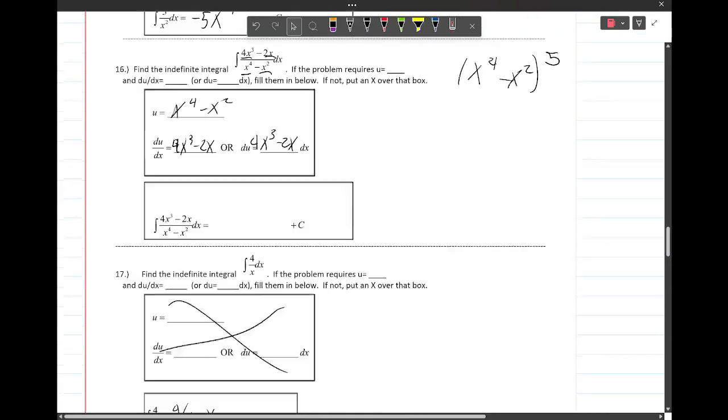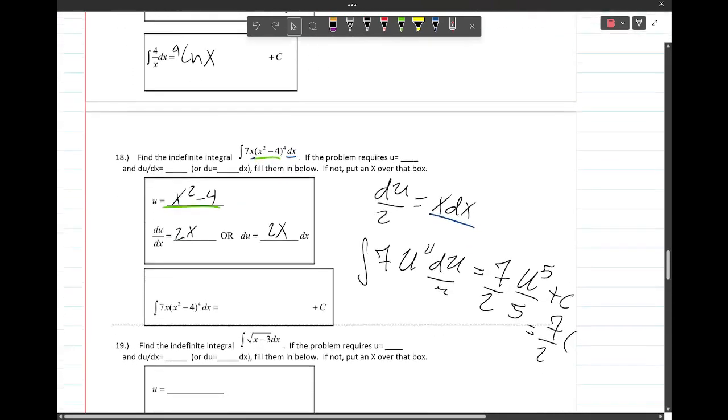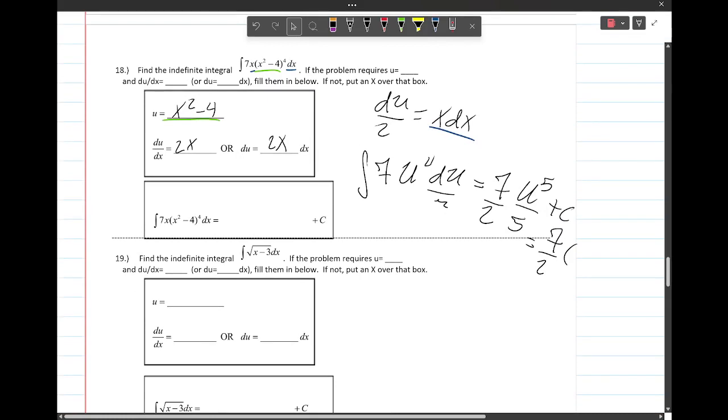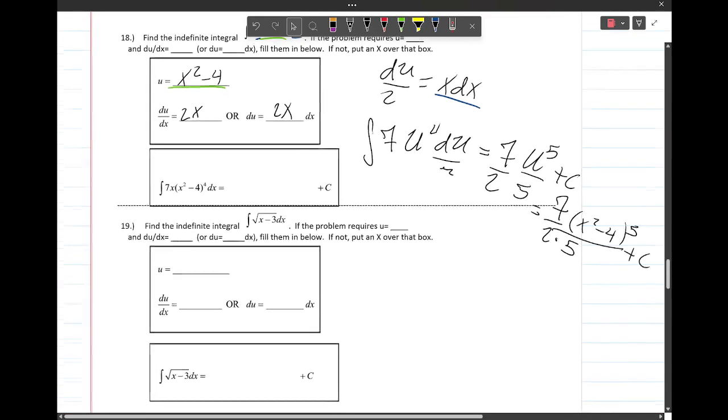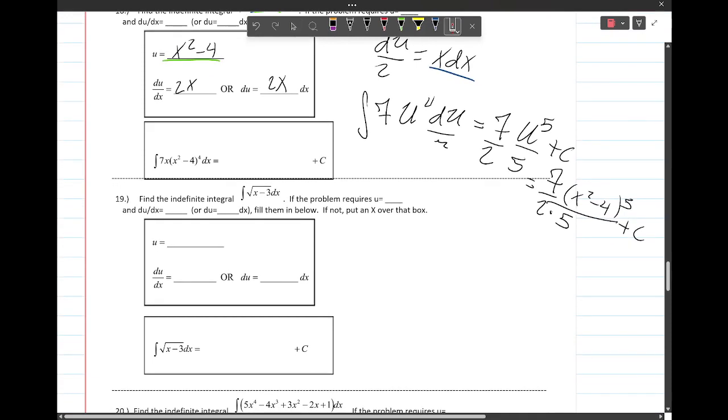By the way, if I skipped them, it's because I thought they were kind of easy, or I was just going to let people email me about them. So plug that in. That's how you get that. This is simple power rule. I'm increasing by 1 from 4 to 5, dividing by that number.